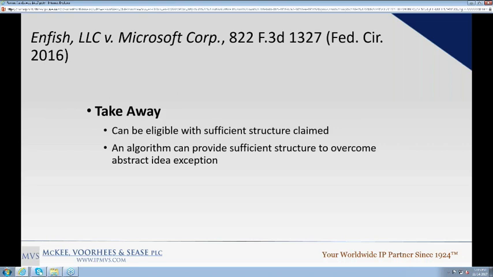So for those of us who have applications pending or are prosecuting applications, we have algorithms and we're trying to find a way to get structure defined so that we can get over this 101 issue. Maybe the algorithm is going to be helpful, provided it's sufficiently defined in the specification.